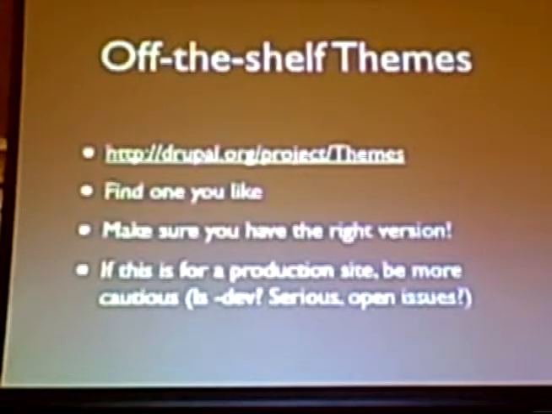All right, so you need a theme. And if you don't know this already, we're just going to go by quickly. The first place is the theming repository on Drupal.org. Find one you like. Make sure you have the right version. That's the most important thing. I'm assuming if you're just starting out, you're already on Drupal 6. Make sure you don't get the Drupal 5 version. You download it and you put it in the right place.